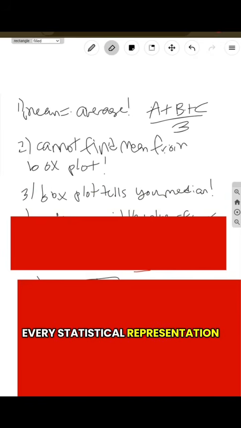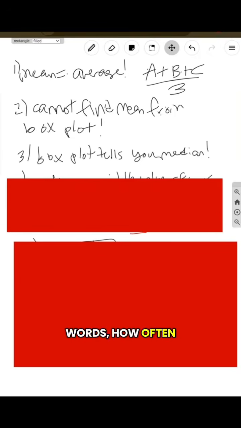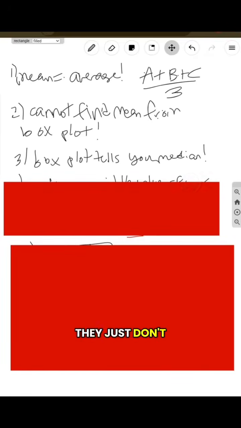Every statistical representation shows different things. There's so many ways to describe data. There's your maximum, there's your minimum, there's your range, there's your IQR, your IQR1, IQR3, and then of course mean, median, and mode. Just like bar graphs show you easily the frequency of different data values in a data set, or in other words, how often specific numbers show up, box plots are designed to show you what the median is. They just don't tell you the mean.